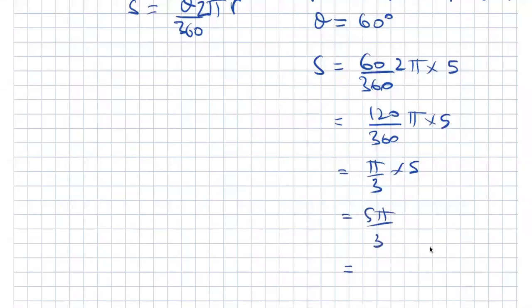Now we wouldn't normally do that. You can actually just enter all of that onto the calculator. And if you do that, you'll get 5.236. But if you wanted the answer in terms of pi, you could do what I've done just before.